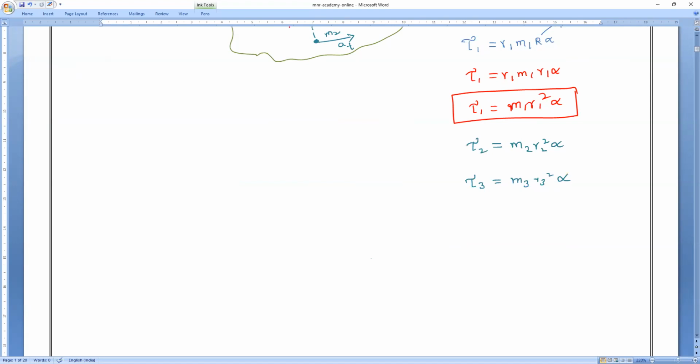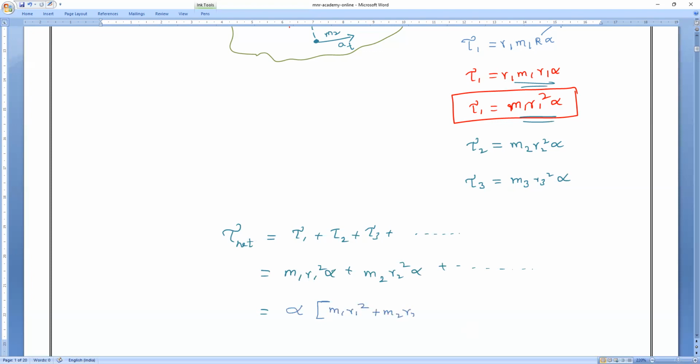Like this I take an infinite number of particles, so that the net torque is the sum of the individual torques. Tau 1 plus tau 2 plus tau 3 and so on. The tau 1 value is M1 R1 square alpha, plus tau 2 value M2 R2 square alpha, and so on. Who is common in these? I am taking only 2, but I have taught you 3. Alpha is common, which is equal to M1 R1 square plus M2 R2 square plus, and so on.